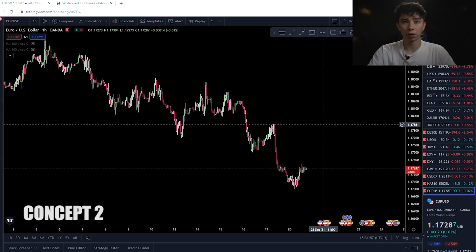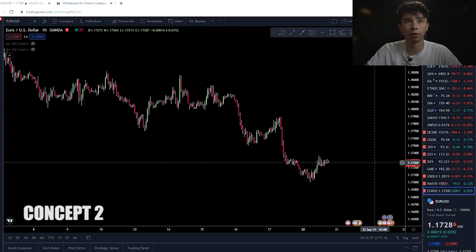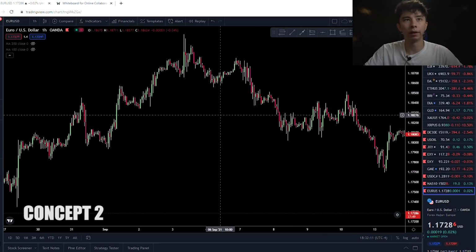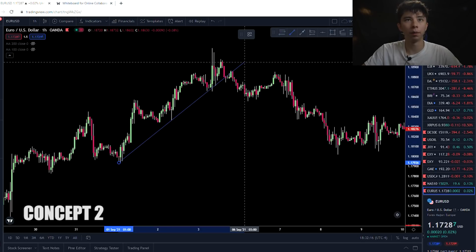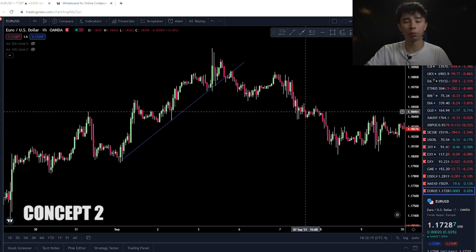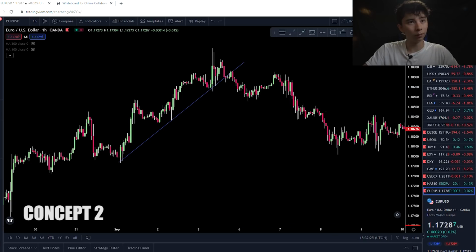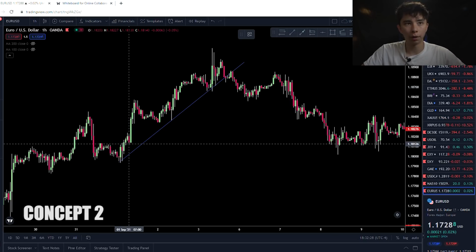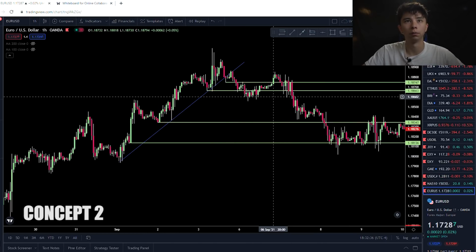Okay, so we're back to the charts now, and I'm gonna show you concept number 2, and after that we'll show you how we put them together to make trades. Okay, so concept number 2 on the charts. Whenever you have an uptrend or a downtrend, so here, for example, we have an uptrend. To figure out when the trend will start to reverse, we need a candle to close below one of the previous lows. So an uptrend is made up of higher lows. So we're gonna mark out all the higher lows. Higher low, higher low, higher low.